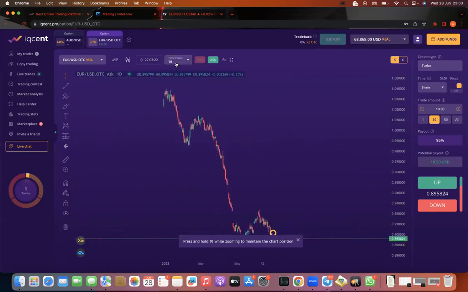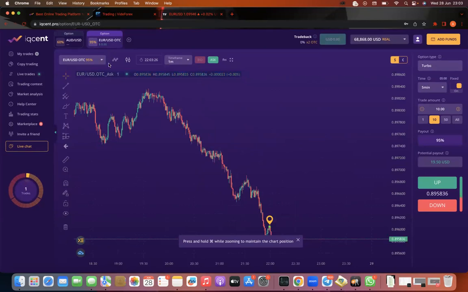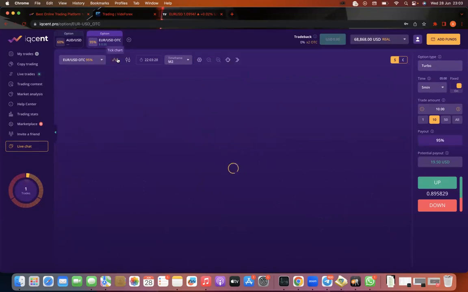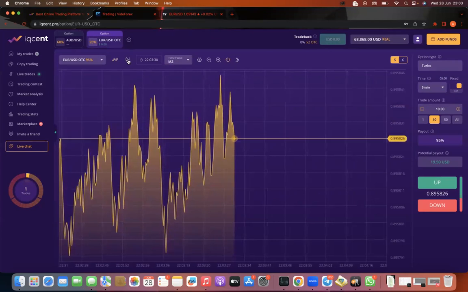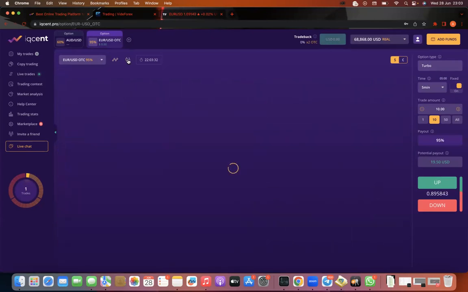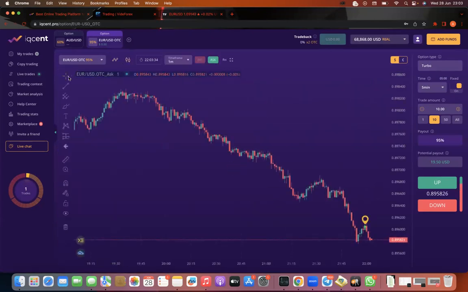You see? Okay. I'll put that at 1 minute. Then beside it, you can see your tick chart. Click on your tick chart and it's back there. Click on the candle chart and it's back here. And then beside it, you can see your different tools which you can use to actually mark up your chart.